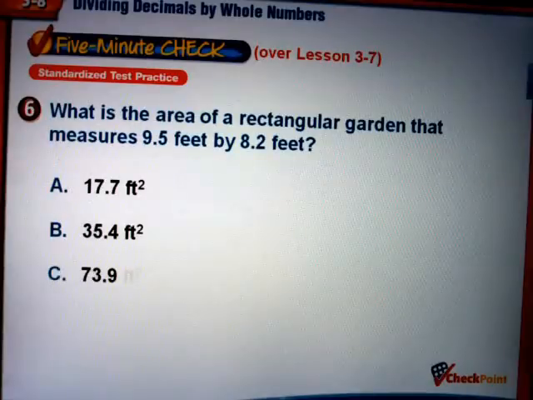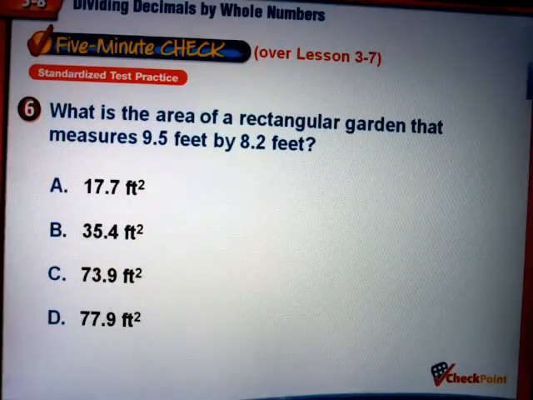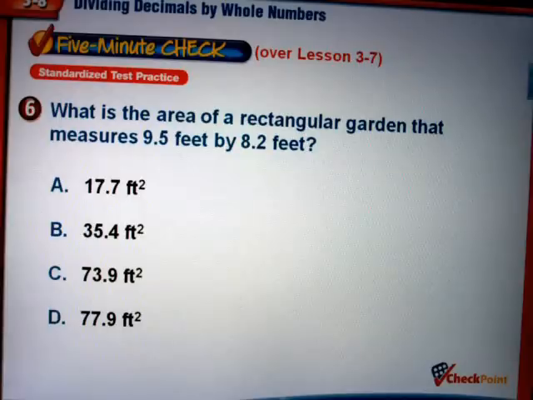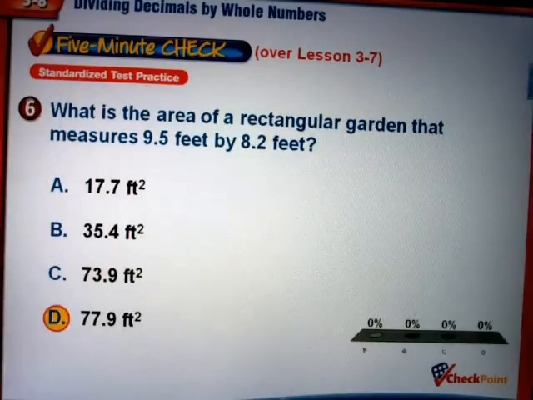So now what is the area of a rectangular garden that measures 9.5 feet by 8 and 2/10 feet? So just make sure you're multiplying to find area, it's length times width. So is the answer A, 17 and 7 feet squared, B, 34 and 4/10 feet squared, C, 73 and 9/10 feet squared, or D, 77 and 9/10 feet squared? And your answer is D.